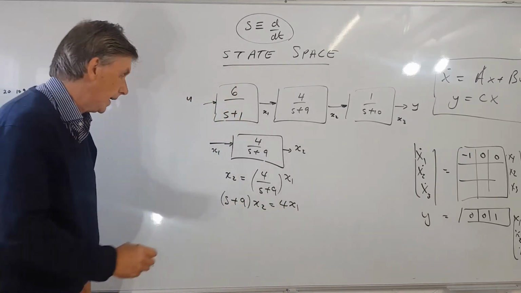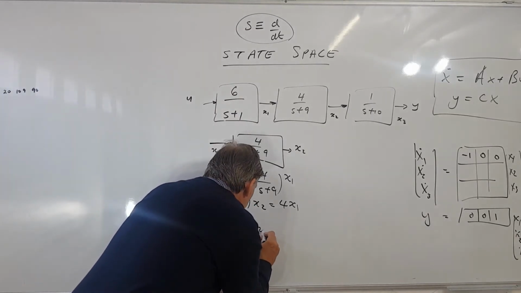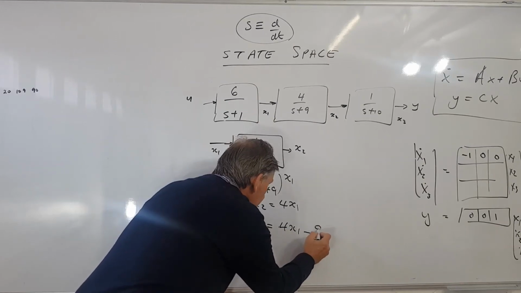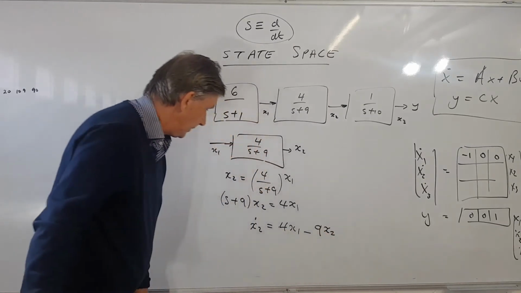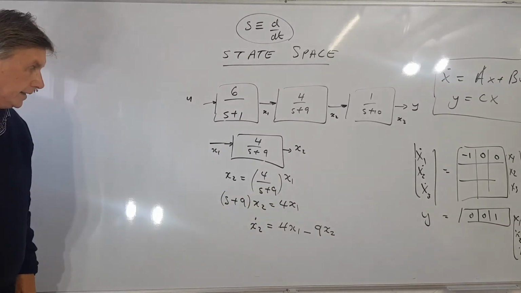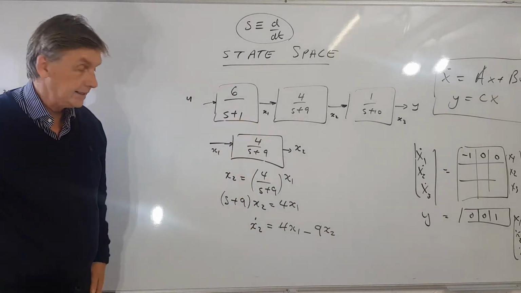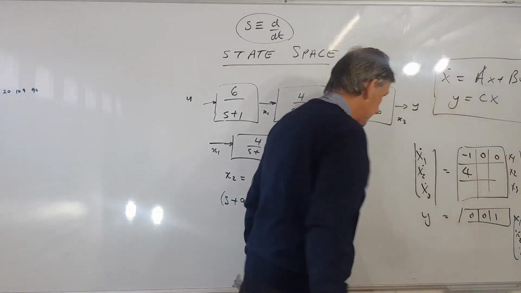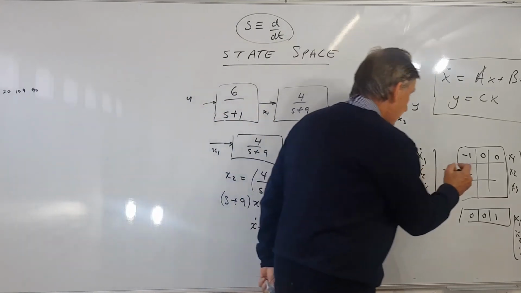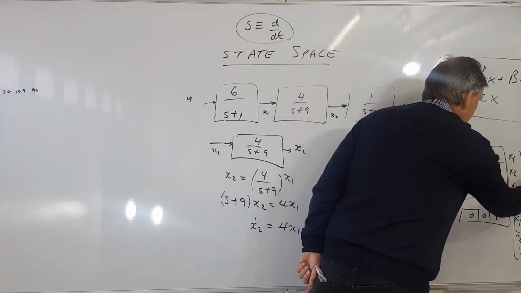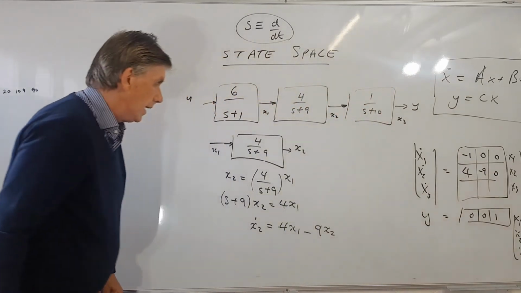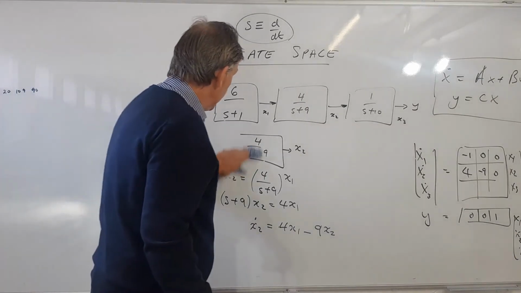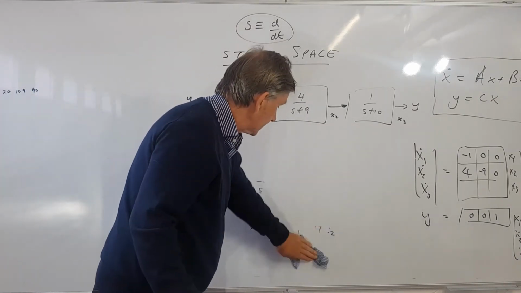S times x2, x2 dot. So you get the x2 dot is 4x1 minus 9x2. The 9x2 on this side changes sign. So this equation here now gives us the second line. So it's going to be 4x1, minus 9x2, and 0. There's no x3s, and in this case, there's no u's. So that's giving us 2 now out of our 3 lines for the state space equations.